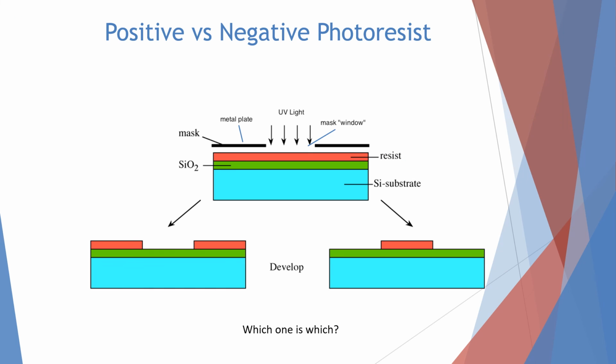So this is a quiz. If you look at the left and also the right, which one is using the positive photoresist and which one is using the negative photoresist? Okay, I leave this to you to answer. If you still didn't get it, it means that you don't understand what positive and negative photoresist are.